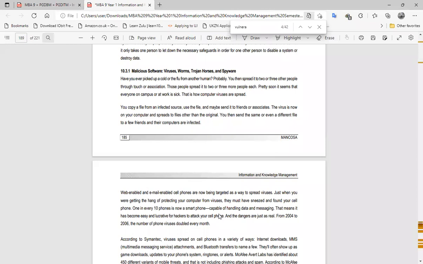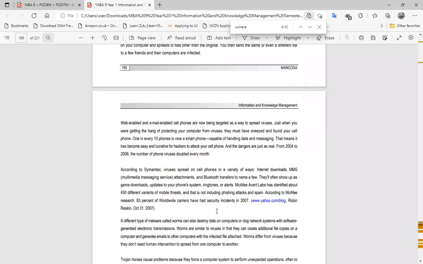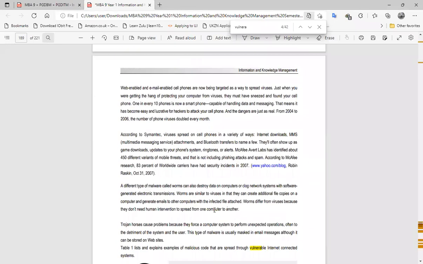And then there's what we call worms, right? Worms are similar to viruses, right? But they will go on to create additional file copies on a computer and generate emails to other computers with an infected file attached. So it's more like it behaves like a virus, right?